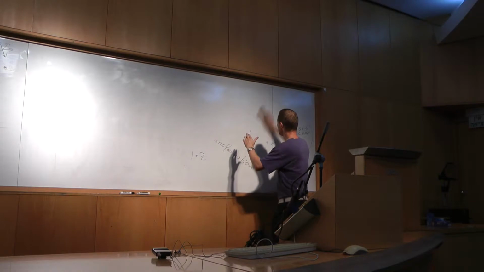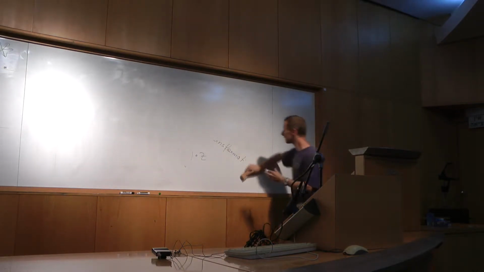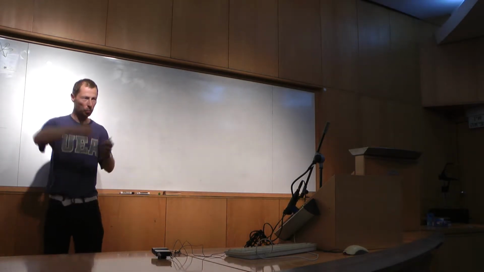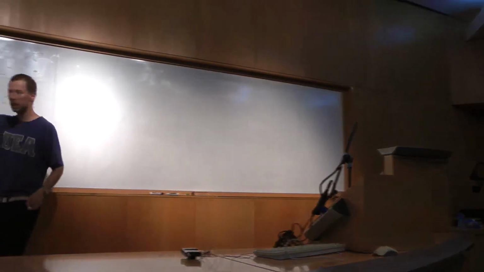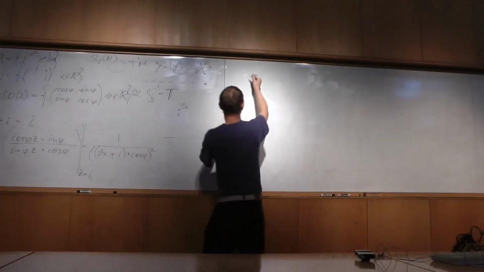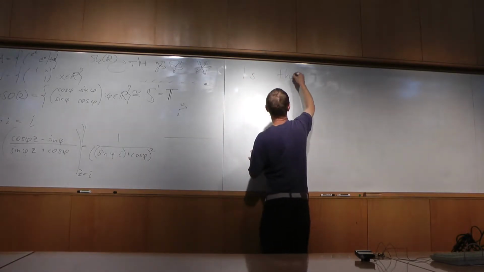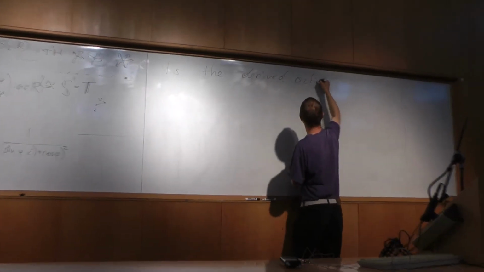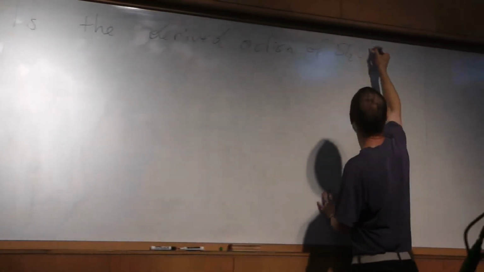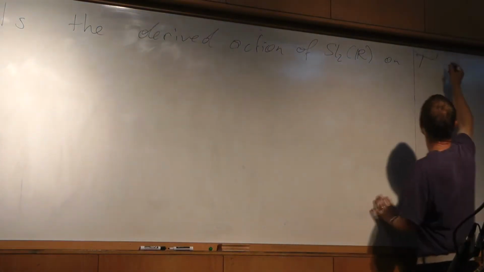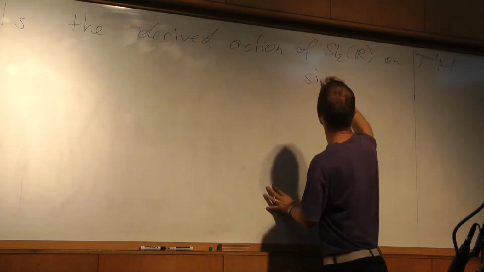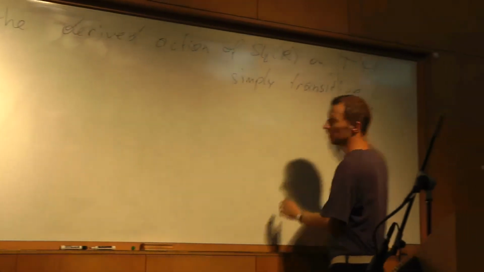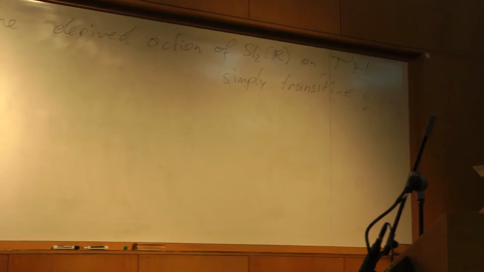Okay, now it's not simply transitive. What does simply transitive mean? It means that there's a unique group element that maps point z1 to point z2. That's not true because of this huge stabilizer of i. But you can ask, is the derived action of SL2R on T1H simply transitive? Which, of course, again brings us back into this question here.